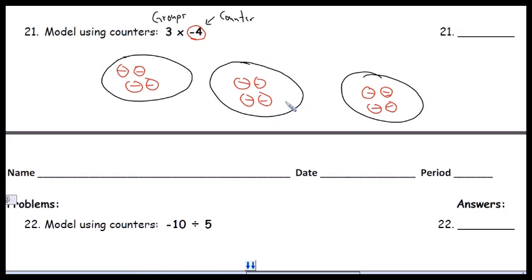So the question is, how many counters do I have total? Well, I have 4, 4, and 4. That's 8 plus 4 more, that's 12. So my answer is 12. But because all those counters are negative, my answer is -12.